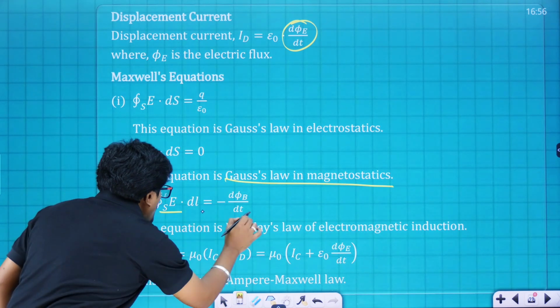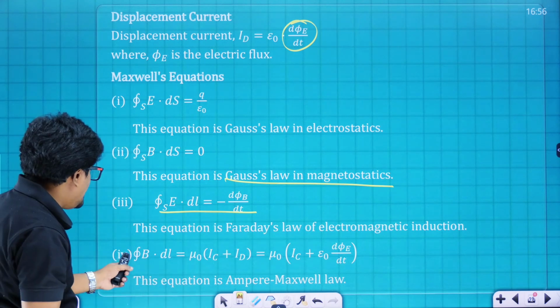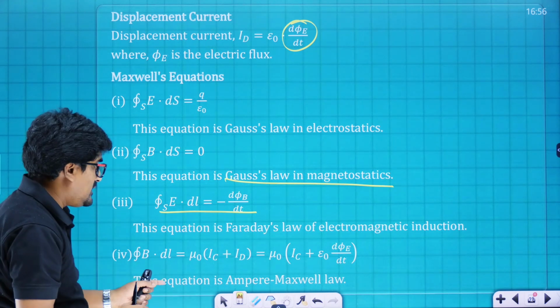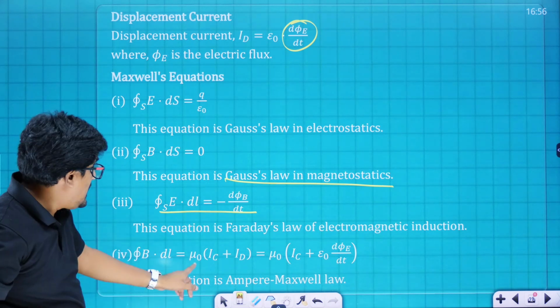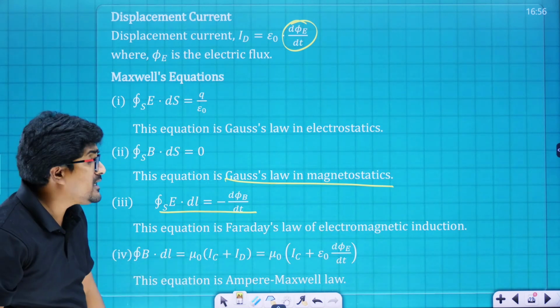Faraday's law is closed integral of E dot dl equal to minus d phi by dt. And the last one is the closed integral of B dot dl. This is known as Ampere-Maxwell's law. Closed integral of B dot dl is equal to mu naught times conduction current plus displacement current.